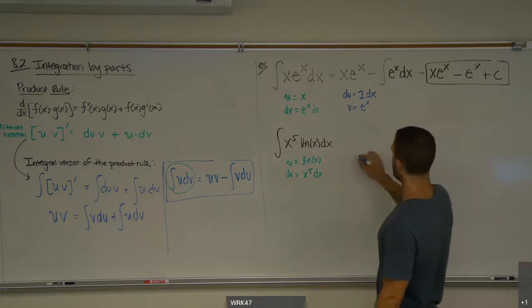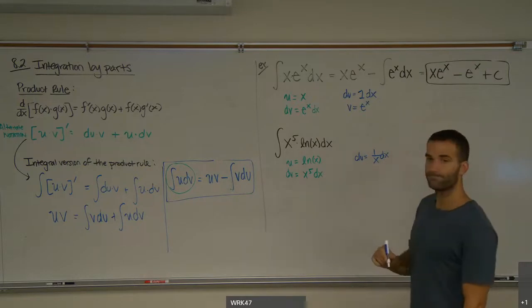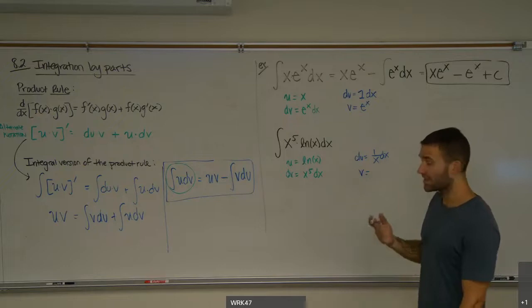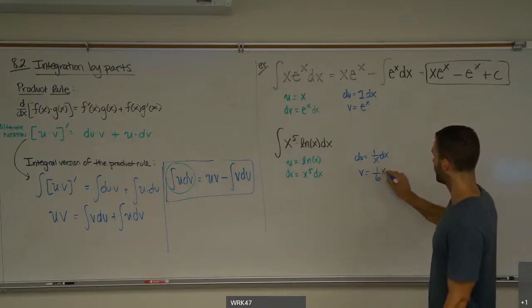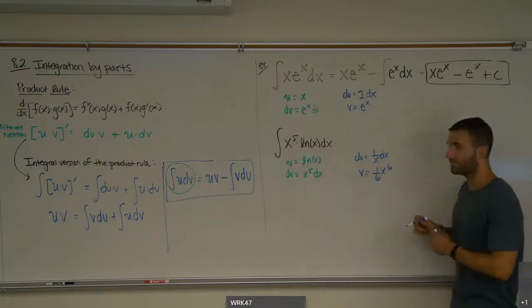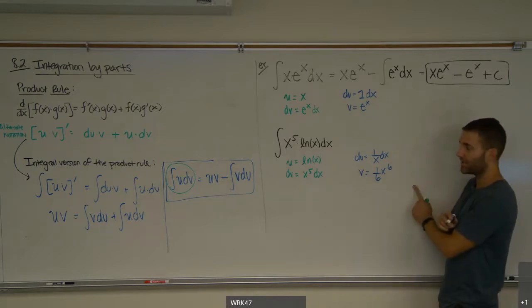And so we take du, which is 1 over x dx. That's the derivative of ln. The antiderivative of x to the 5th, I mean, we can still do it. It's power rule, right? 1/6 x to the 6th. And creating a new integral for me. So this product of these two things will be my new integral that I need to evaluate.